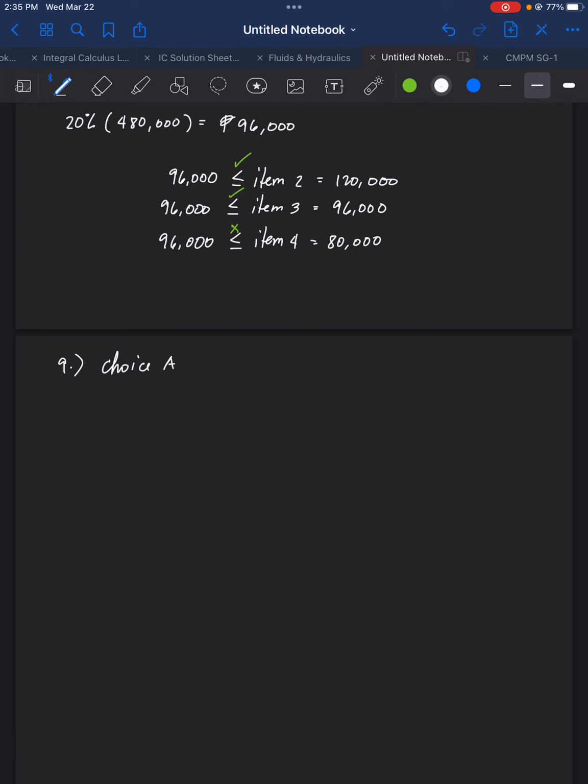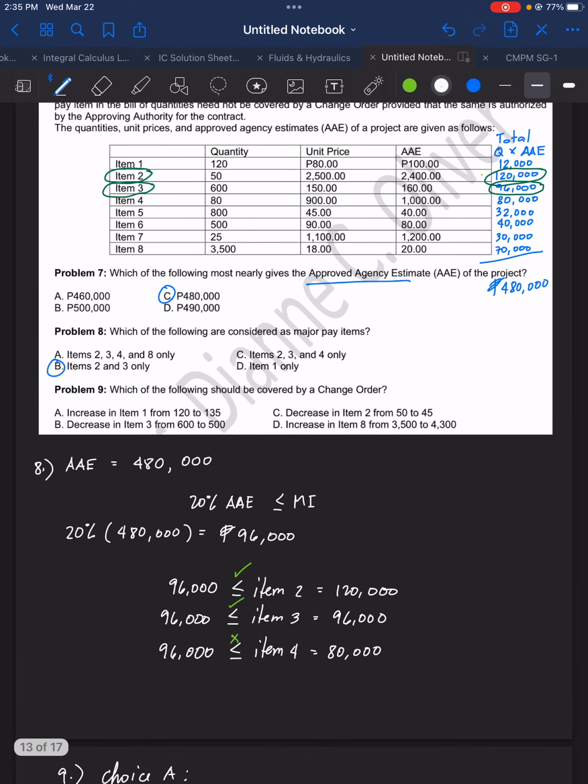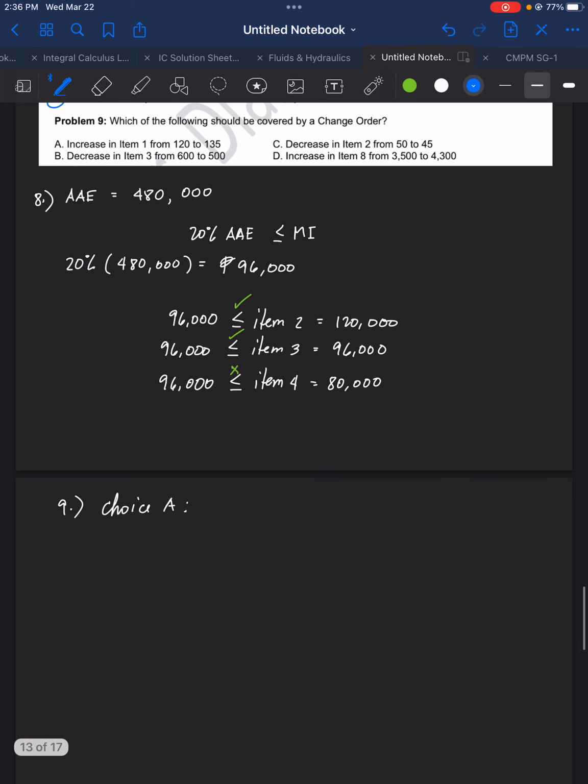For choice A, we have item 1. Item 1 is considered a minor item, since we have items 2 and 3 as major pay items, therefore the rest become minor pay items. Only items 2 and 3 are considered major. So choice A, item 1, is a minor pay item.